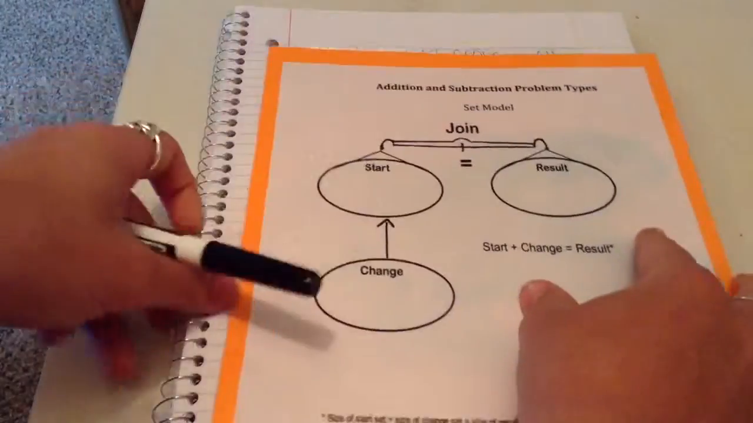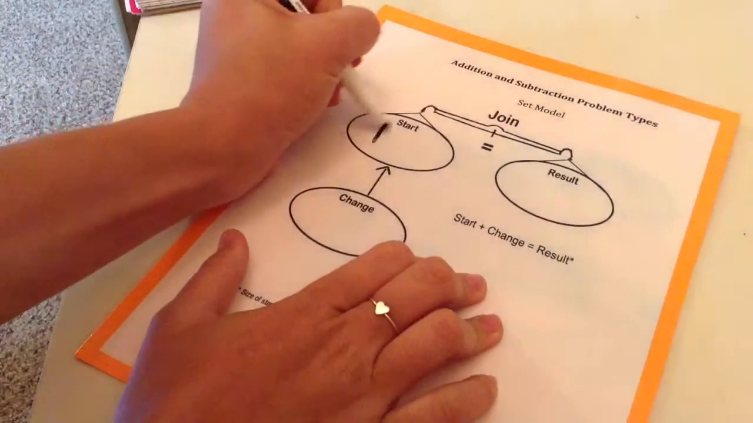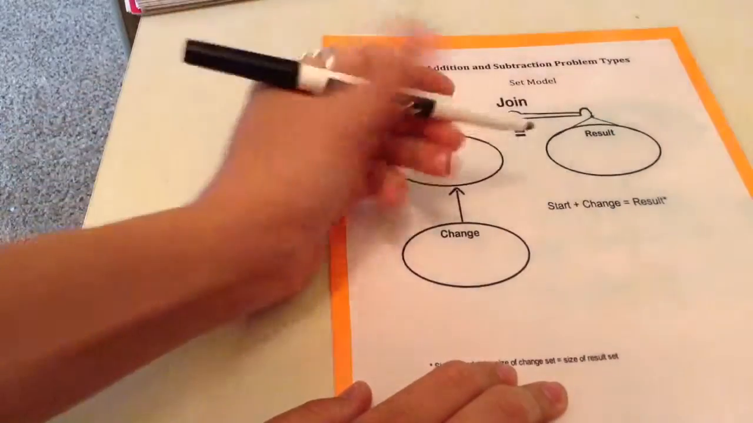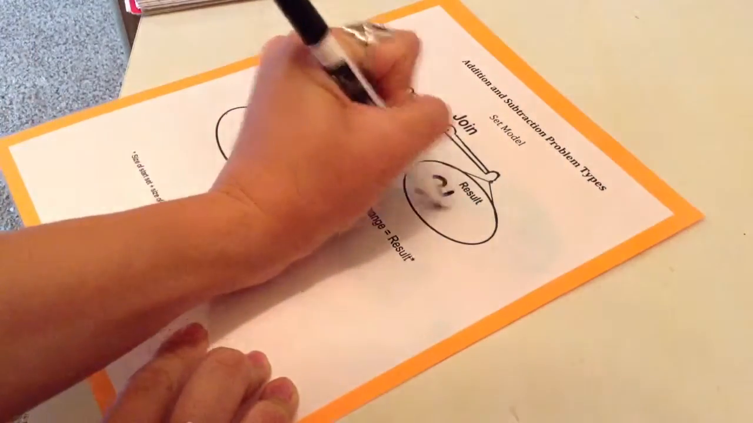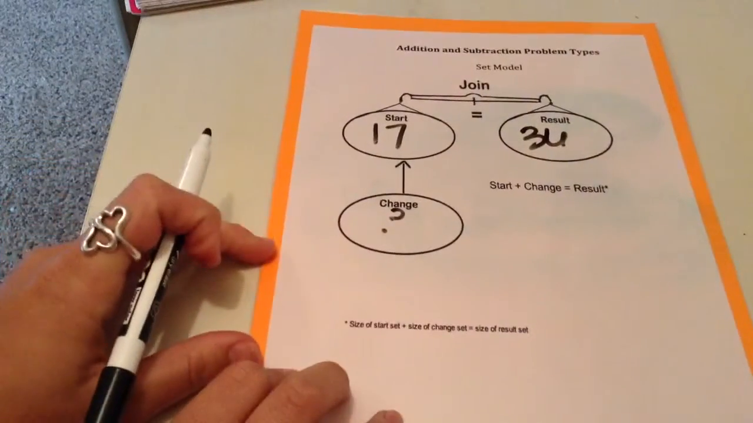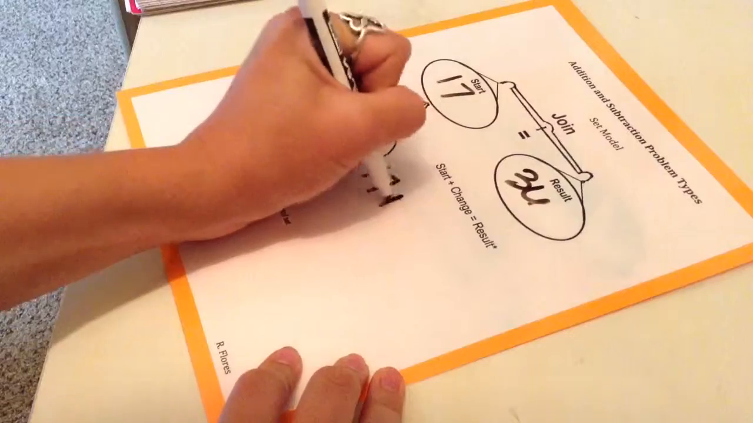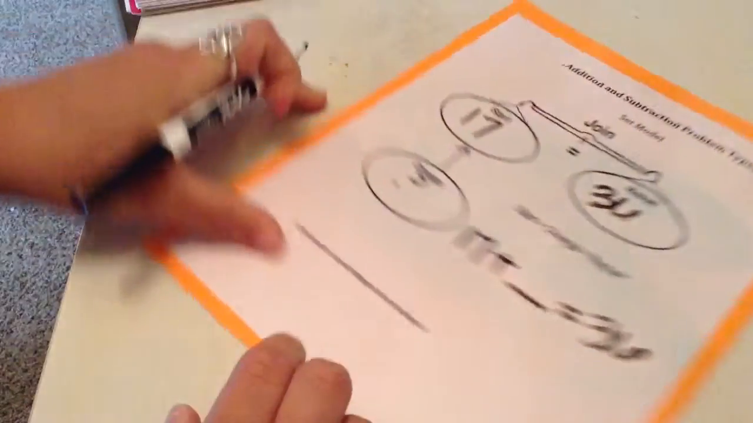She started out with 17 cookies. The change was applied when Allison gave her some more, but we don't know what that change was. And the result is that she now has 36 cookies. So our equation would read 17 plus what equals 36.